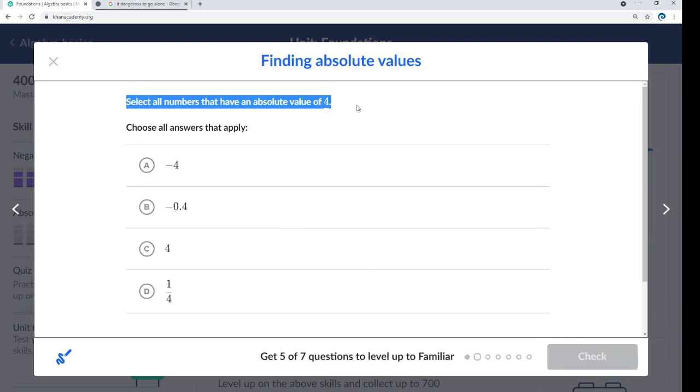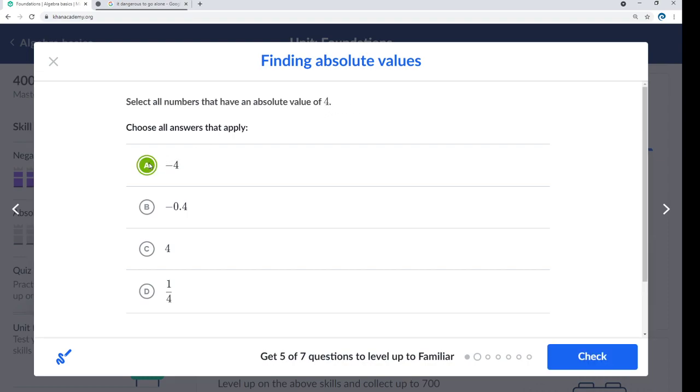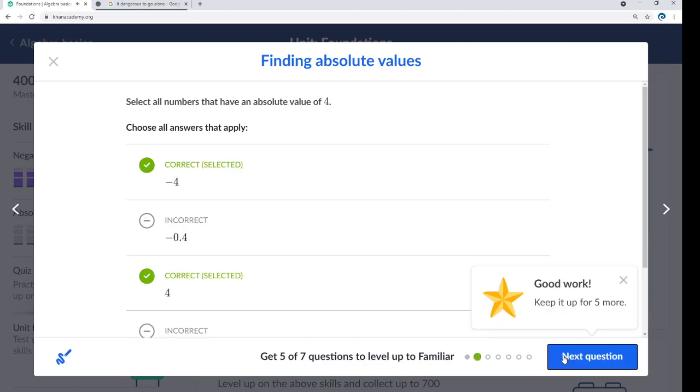Select all numbers that have an absolute value of 4. That would be 4. That would be negative 4 and 4. And not this fraction here. Bam.